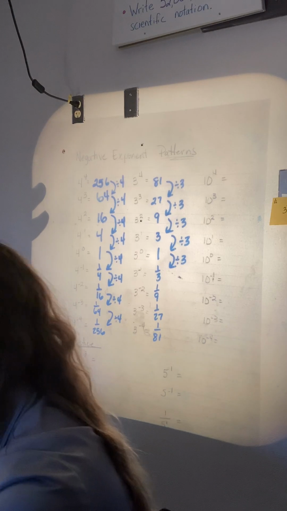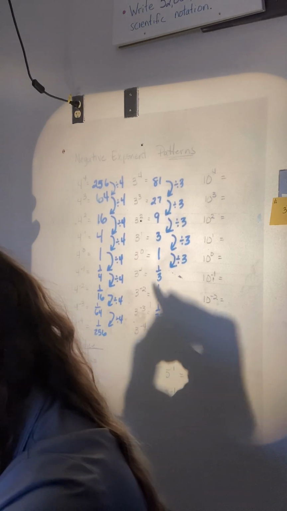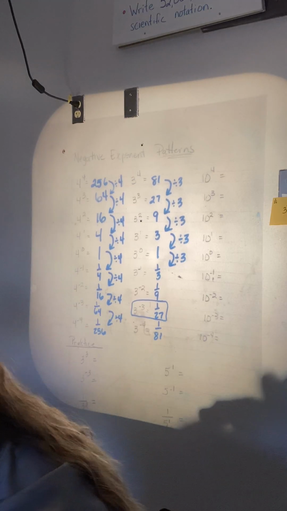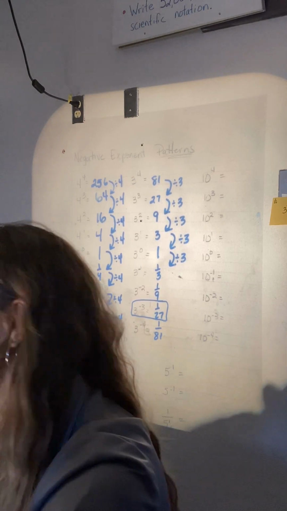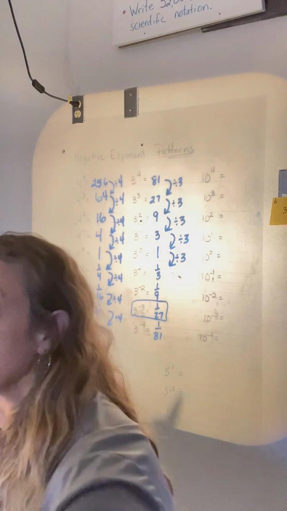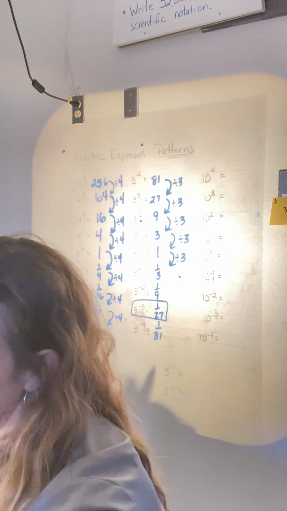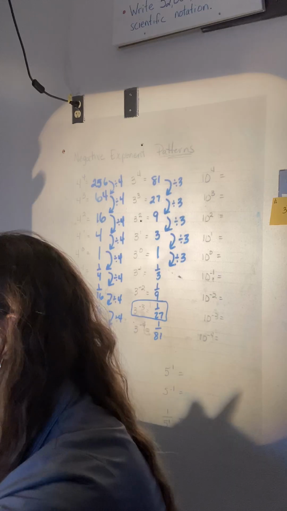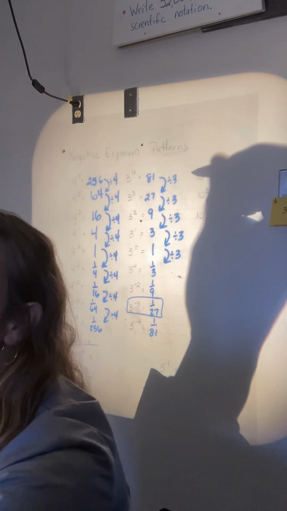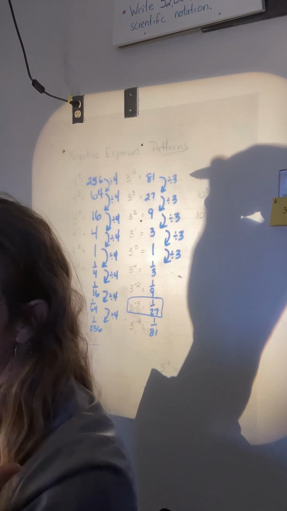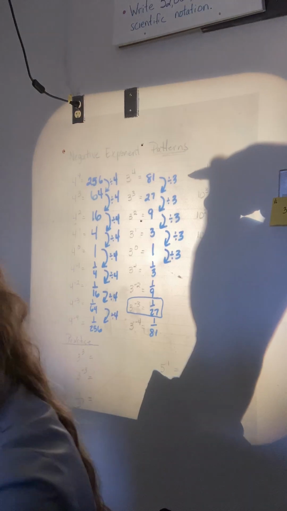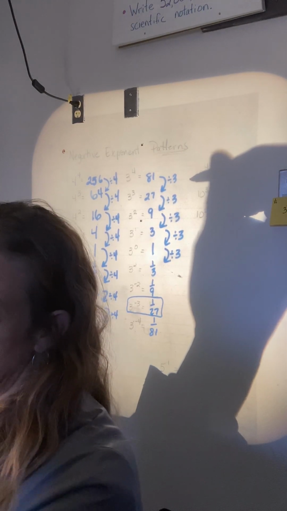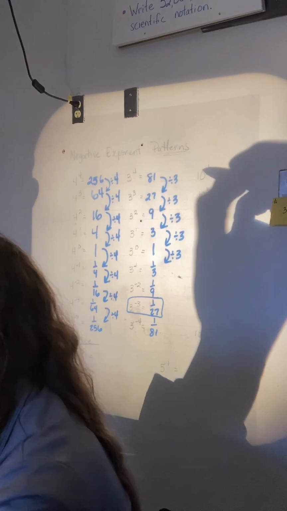3 to the negative third is not negative 27. It's 1 over 27. You just didn't do 3 times 3 times 3. When your base number is a variable, like we looked at on Friday, you would leave it like you had it. If you know the base number, you could go ahead and multiply it. 10 times 10 is 100, times 10 is 1,000.